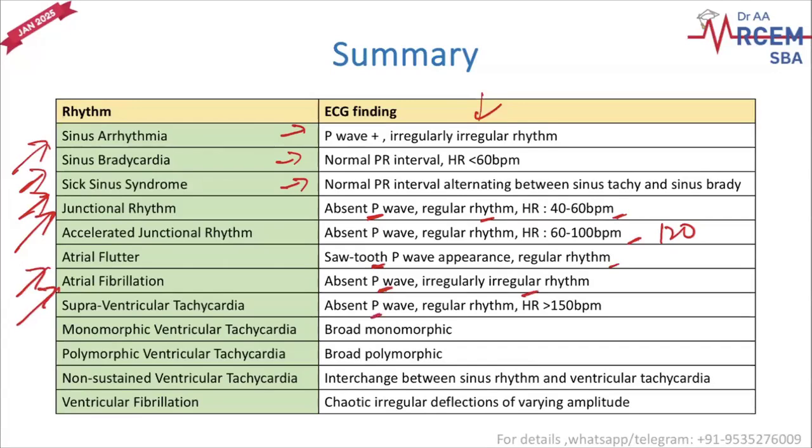Supraventricular tachycardia: absent P wave, regular rhythm, and heart rate is more than 150. Most of the time, it is more than 180.